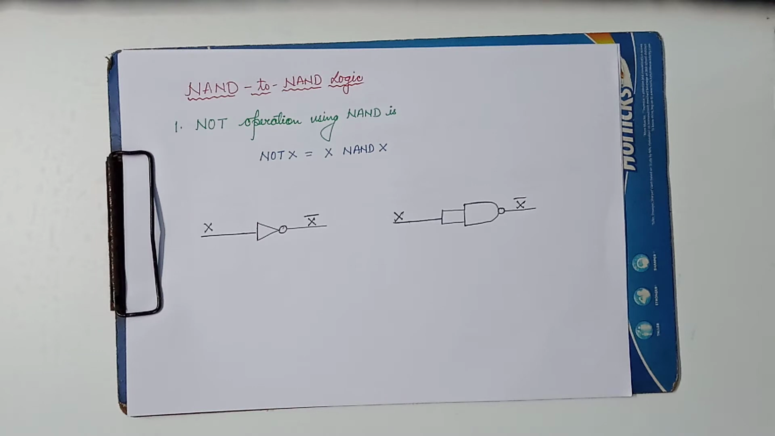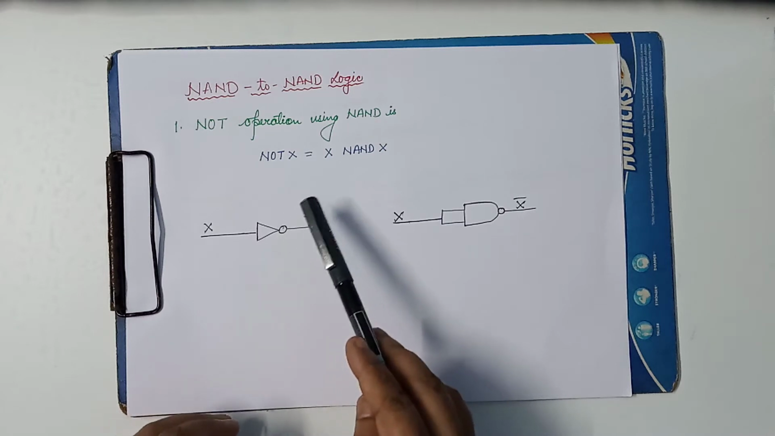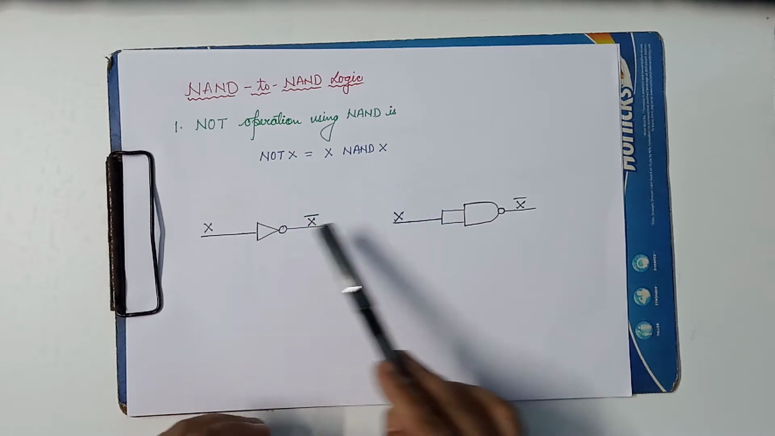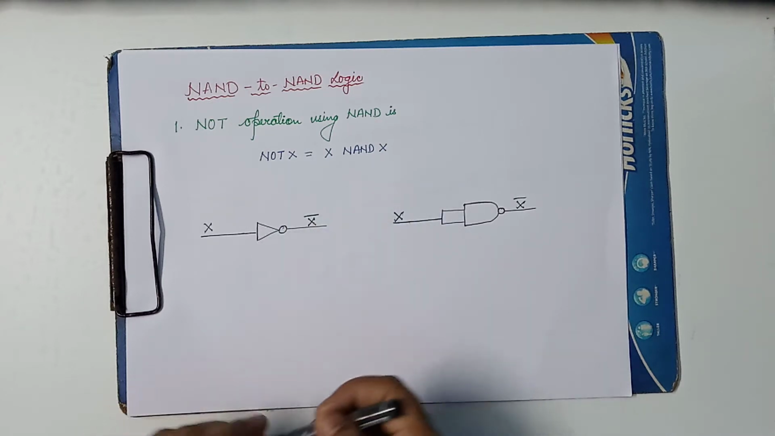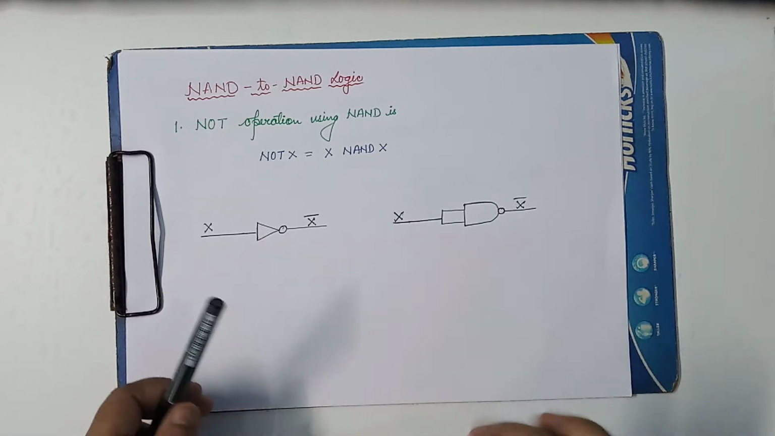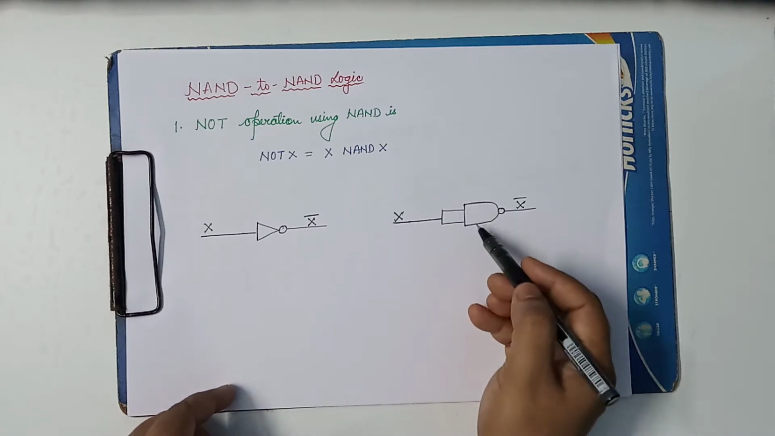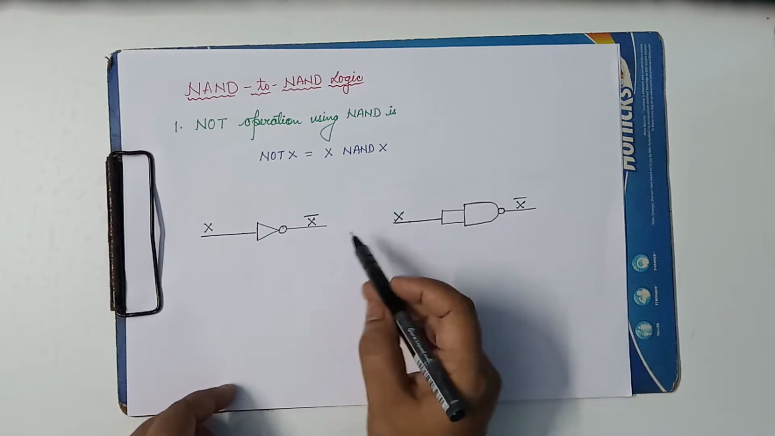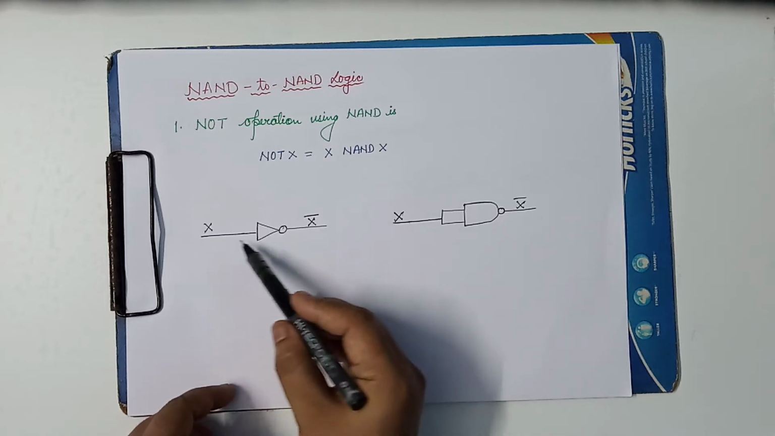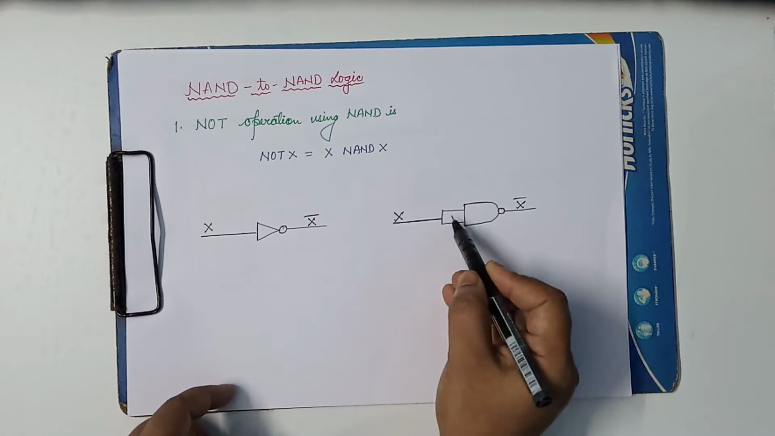This is the NAND to NAND logic. Here, how the NOT operation can be implemented using the NAND gate is shown over here. This is the normal NOT gate, and this is the NAND gate. The NAND gate takes a minimum of 2 inputs, whereas the NOT gate takes only one input. So what we have done is shorted the input.